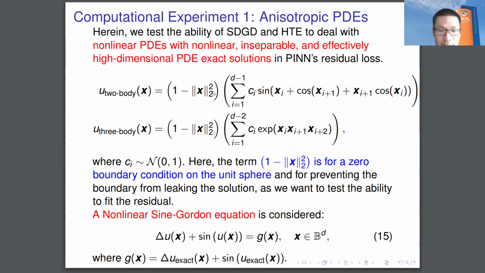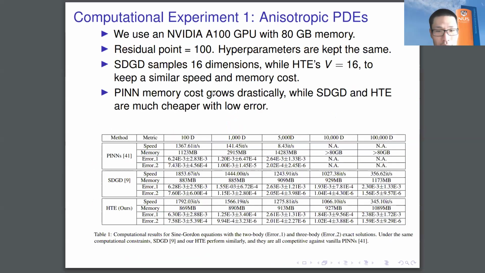We consider a nonlinear sine-Gordon equation with a sine nonlinearity. In our original paper, we also compare linear equations like the Poisson equation and also the Allen-Cahn equation with polynomial nonlinearity. But in this slide, I will only use the sine-Gordon equation. Here are some results and also some settings. We use an NVIDIA A100 GPU with 80 gigabytes of memory, so it's a very large memory. We choose 100 residual points in all high dimensions, and hyperparameters are kept the same, because I want to compare these algorithms fairly. The network is a 4-layer network with 128 hidden units. And SDGD samples only 16 dimensions.